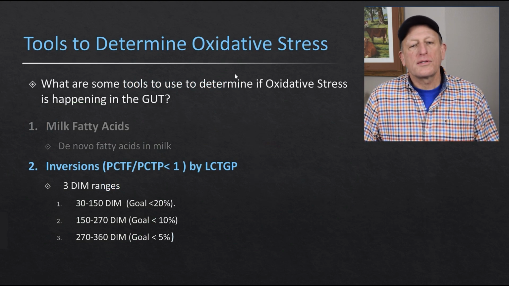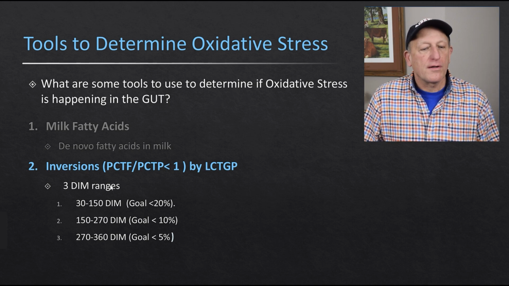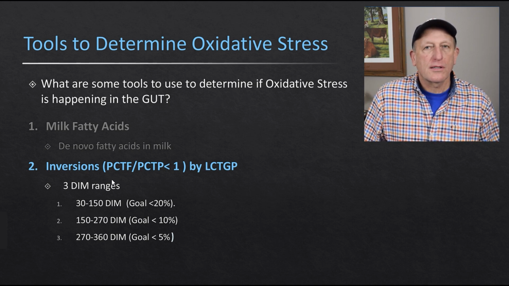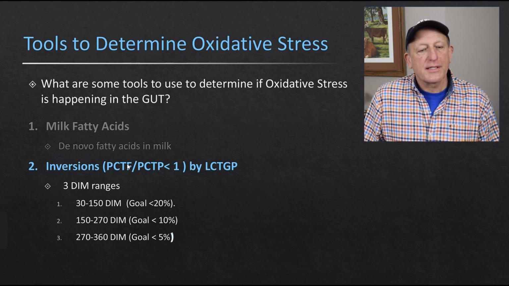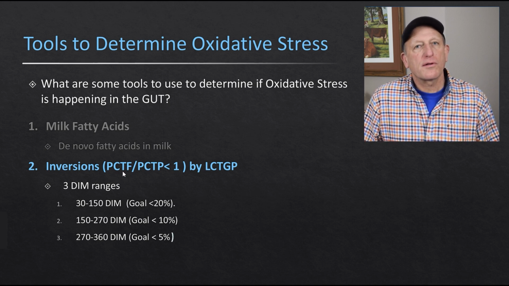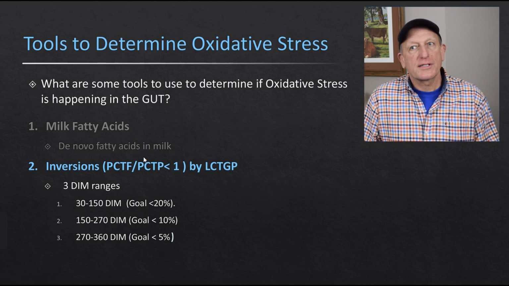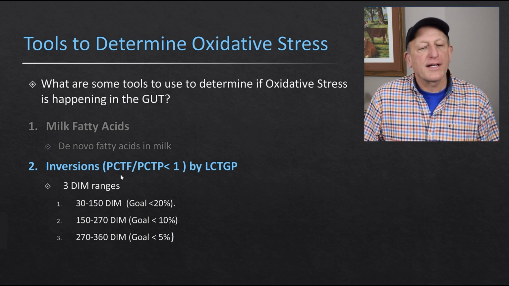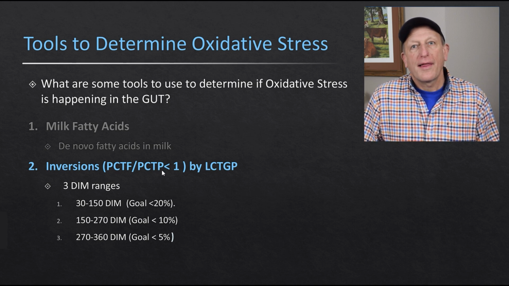So the second tool to determine if we have oxidative stress happening in the gut is called inversions by lactation group. So what is an inversion? Inversion is defined by the percent total fat over percent total protein on each cow. Take, for example, if the butter fat of that cow is 3.1 and the protein is 3.2, that is an inversion.